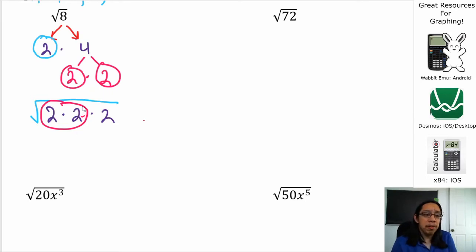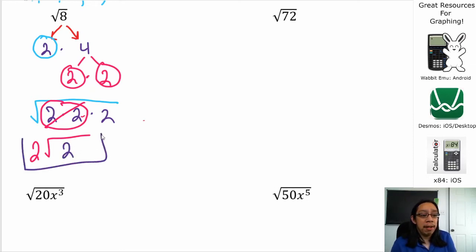For every pair that you circle, you're going to cross that pair out and you're going to take out a 2, or you're going to take out that number. For any numbers that you didn't circle, they're going to remain on the inside. In this case, since this 2 right here did not get circled, it's going to stay on the inside of my radical. This right here is my exact answer to the square root of 8. That means that if I were to take this and multiply it exactly how I see it in a calculator with itself, I will get an exact answer, a whole number of 8, which is pretty awesome.